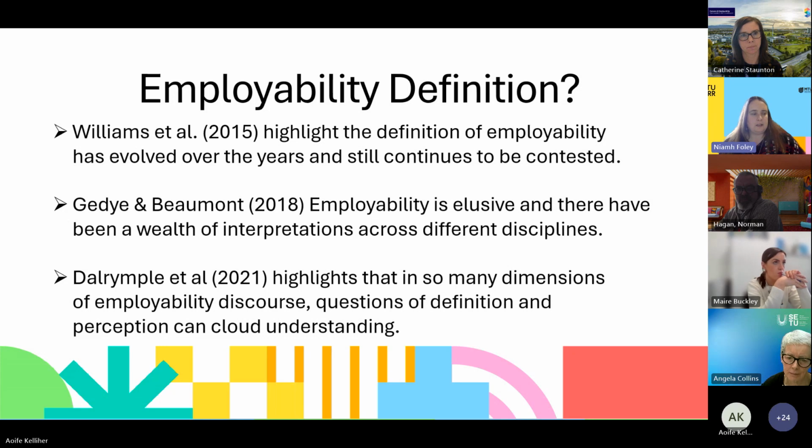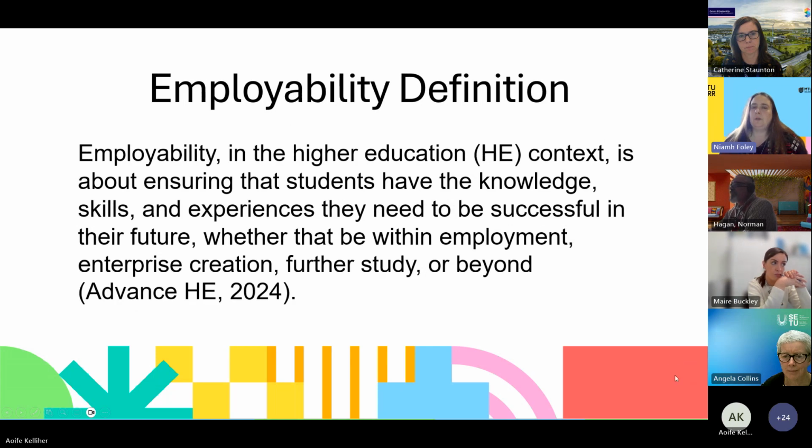So while I was looking at the curriculum framework, the employability definition that I looked at, just the next slide, Aoife, please, was from the point of view of Advance HE.